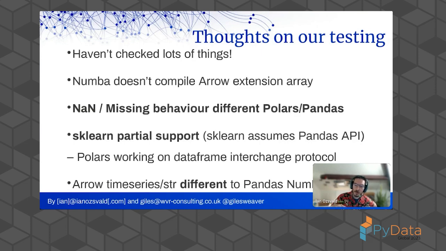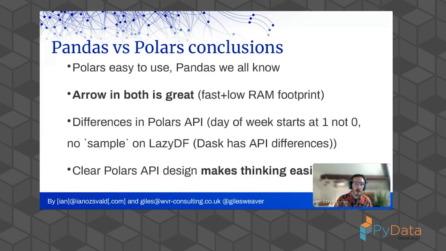So there's work for a data frame interchange protocol, but that's in quite an early stage at the moment, so that's not yet supported. And then other things like Arrow time series and strings, maybe they have different behavior. They do have some different functionality between NumPy and Arrow. So it's not an easy clean swap. Maybe on large code bases you want to go very slow. It's definitely worth experimenting with Arrow, be it in Pandas or Polars, for greenfield projects.